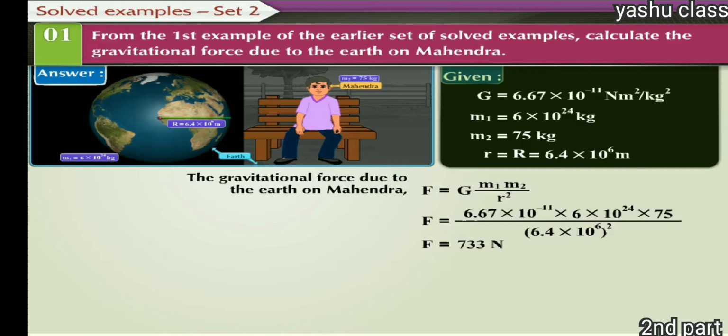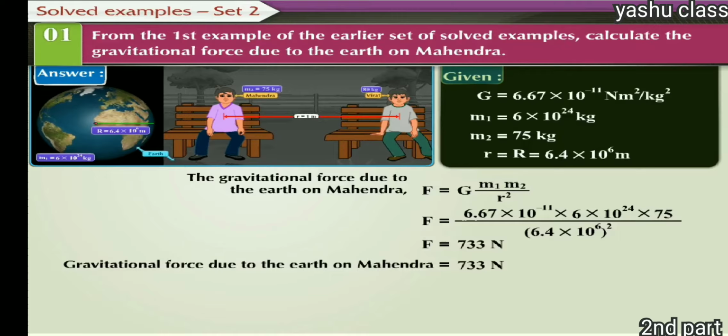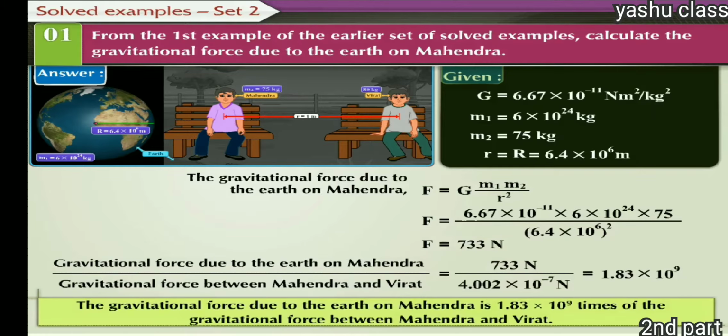Let us now compare this force with the gravitational force between Mahendra and Virat. Dividing the gravitational force due to the Earth on Mahendra by the gravitational force between Mahendra and Virat, we come to know that the gravitational force due to the Earth on Mahendra is 1.83 into 10 raised to 9 times of the gravitational force between Mahendra and Virat.